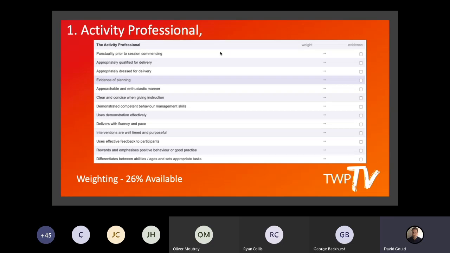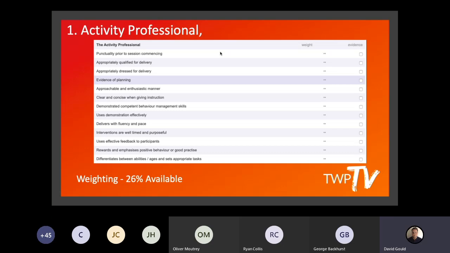Evidence of planning. Again, there are documents out there for extracurricular planning. Have you planned a session? Is there a focus to it? Is there an objective? Is there a start, a middle, and an end to the session? And is it going to flow and progress both short, medium, and long term? Approachable, enthusiastic. As an AP, we should always be that. We should always look to make the club exciting and fun, a place where the pupils want to come rather than feel they need to come. So again, very self-explanatory. Clear and concise, we've given instructions.